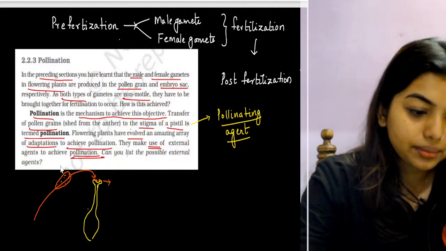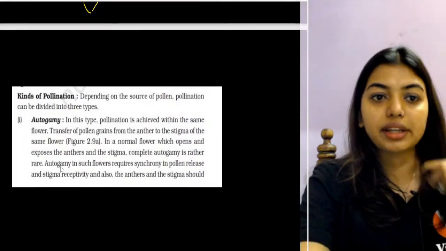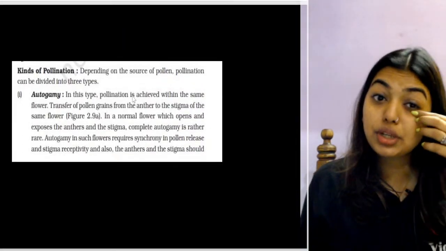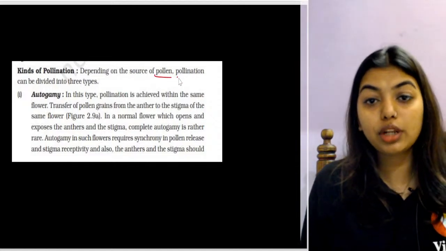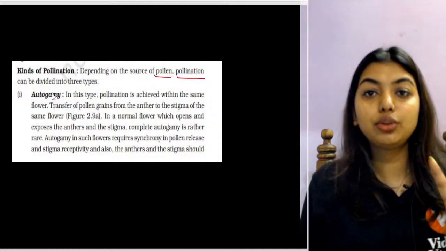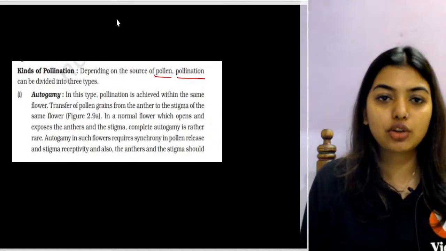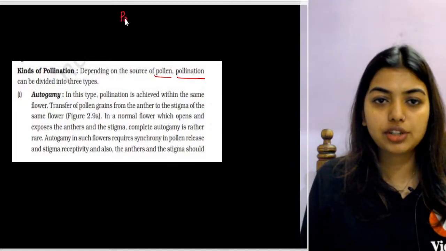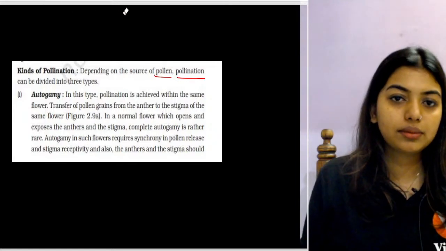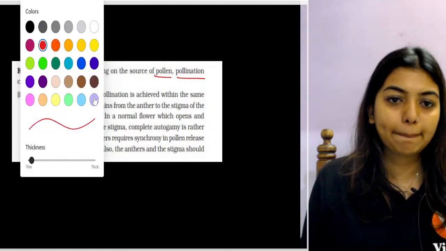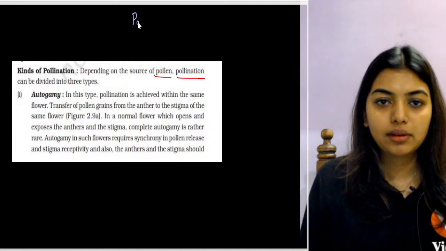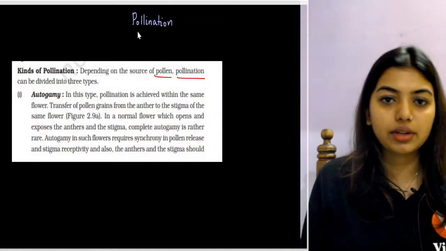Okay, fine. Now, kinds of pollination, students. Depending on the source of the pollen, pollination can be divided into three types, mainly two types: self-pollination and cross-pollination. If I write pollination, or red is not visible, no? Okay, clear.